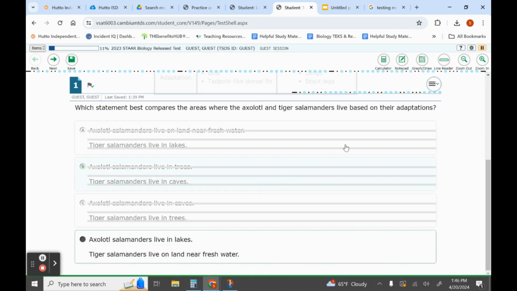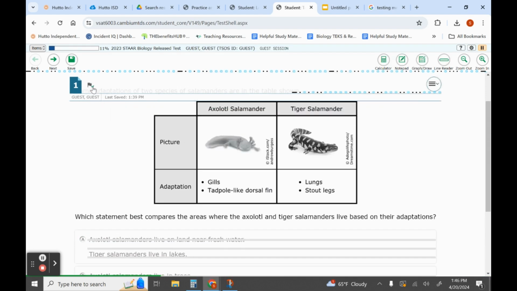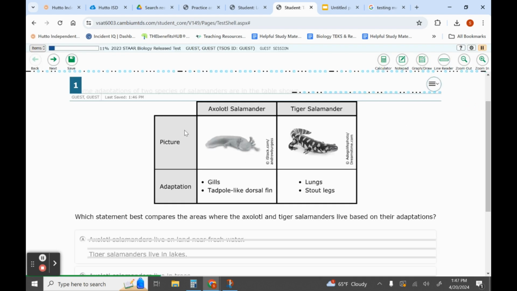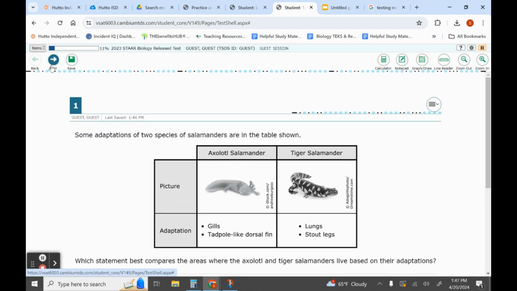So I'm going to save and close that. And then I'm going to move on to my next question. Now, previously I'd marked this question for review. If you wanted to change your mind, like, hey, I get it now, I'm going to unmark it so it's not marked for review. Let's look at our next question.